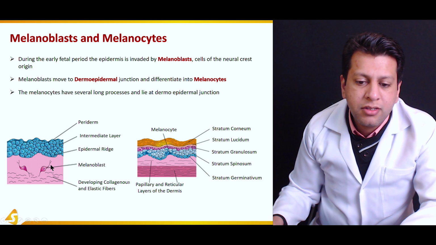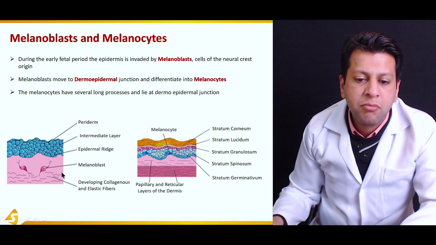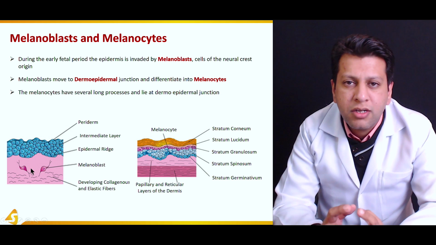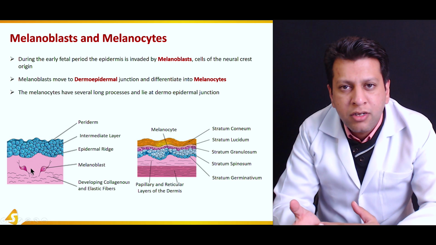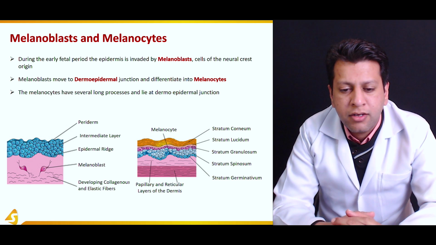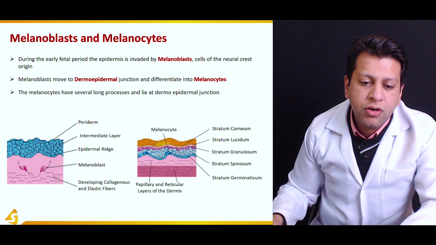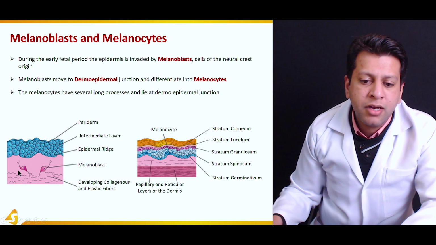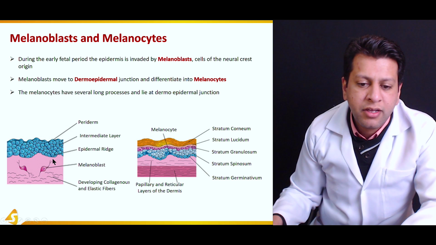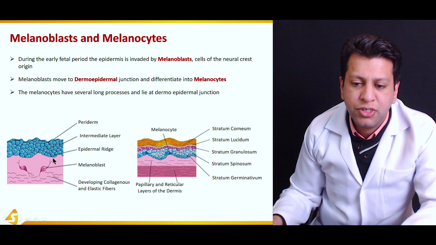As you can appreciate, this is the development of collagenous and elastic fibers taking place in the dermis, which would result in division of the dermis into reticular and papillary portions. Now if you see, the melanoblasts have actually migrated over here, and gradually they would migrate to the dermoepidermal junction.